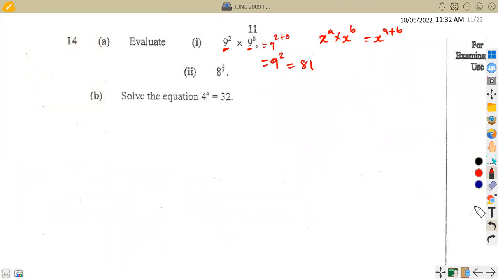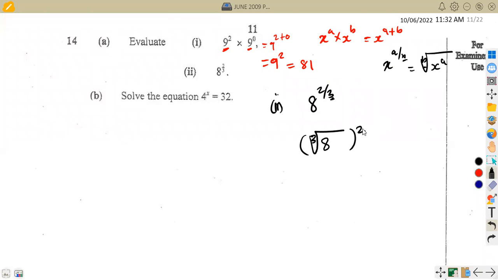Okay, the item 2 part, it's actually 8 to the exponent of 2 over 3. So from our laws of exponents or laws of indices, x to the power of a over b, we know that one is the bth root of x to the power of a. The b, which is the denominator here, is 3, is the one that you write in the root sign. So it's going to be the cube root of 8. Whatever you get, you raise to the power of 2. So you can write it as to the power of 2, or you can just write it as to the power of 2 like this. It's just one and the same.